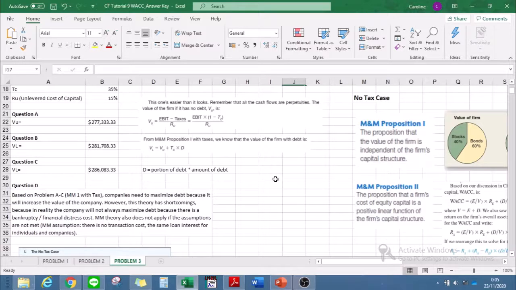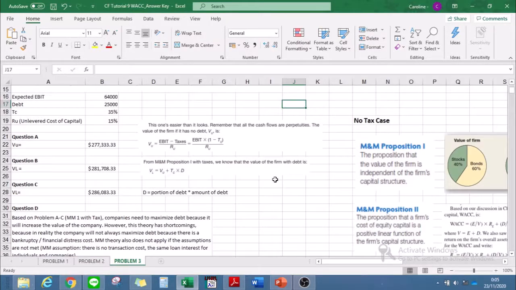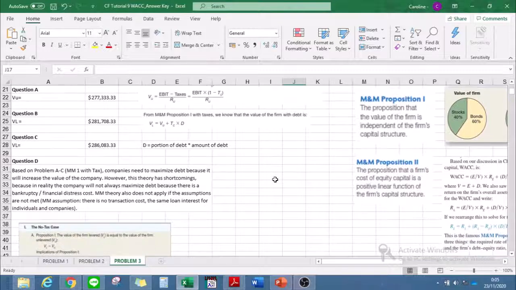So in reality, it isn't possible to use 100% of the debt, because it is going to also increase your risk of bankruptcy and financial distress.